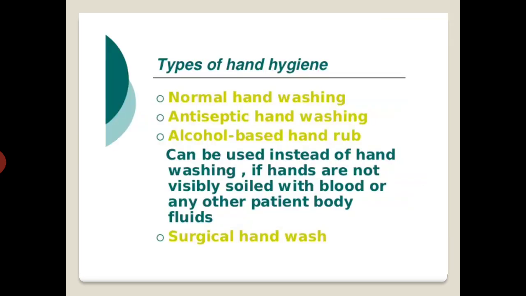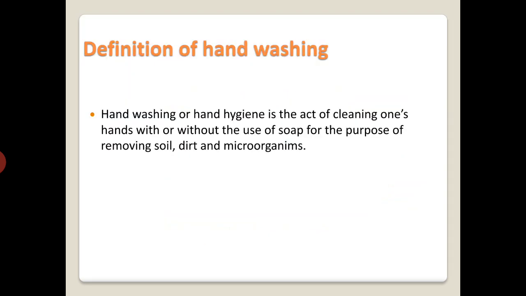And coming to the types of hand hygiene, the first one is normal hand washing. The second one, antiseptic hand washing. Third one, alcohol based hand rub, which can be used instead of hand washing if the hands are not visibly soiled with blood or any other patient body fluids. And the last one is the surgical hand wash. The definition of hand washing or hand hygiene is the act of cleaning one's hands with or without the use of soap for the purpose of removing soil, dirt, and microorganisms.